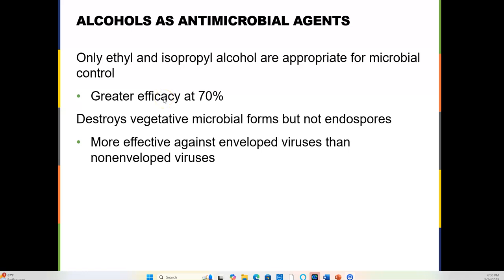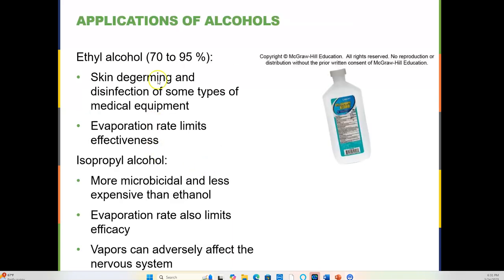Alcohol. So this one's important. Remember this one: only ethyl and isopropyl alcohol are appropriate for microbial control. Greater efficacy at 70% or higher. Destroys vegetative microbial forms, but not endospores. More effective against enveloped viruses than non-enveloped viruses.